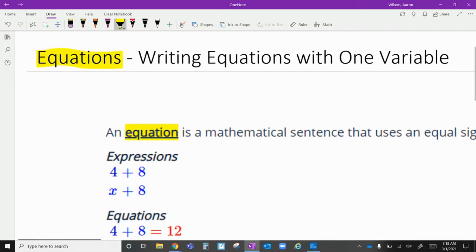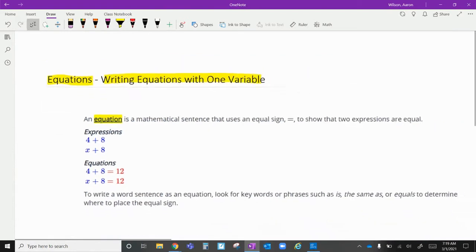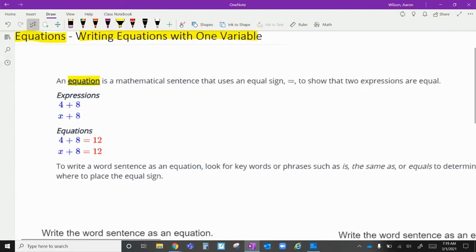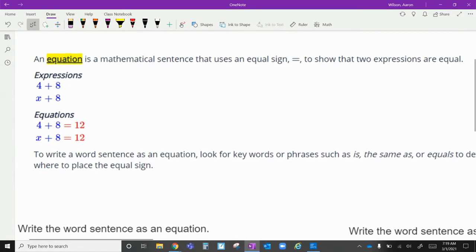All right, today we're going to be learning about equations, but more specifically, how to write equations. We're going to be writing equations that happen to contain one variable, okay? So before we get there, we need to understand what an equation actually is. By definition, an equation is a mathematical sentence that uses an equal sign, okay? You got to have that equal sign to show that two expressions are equal.